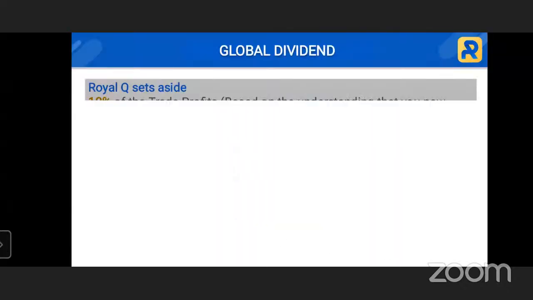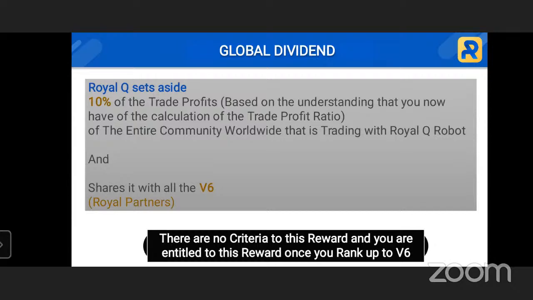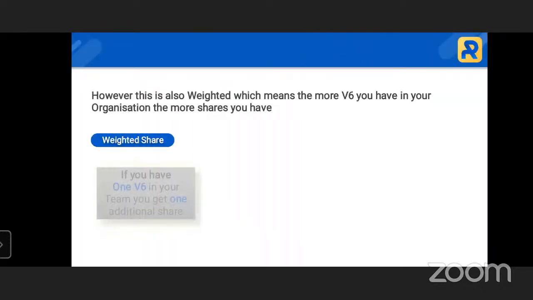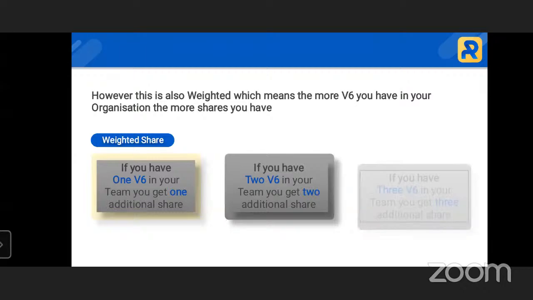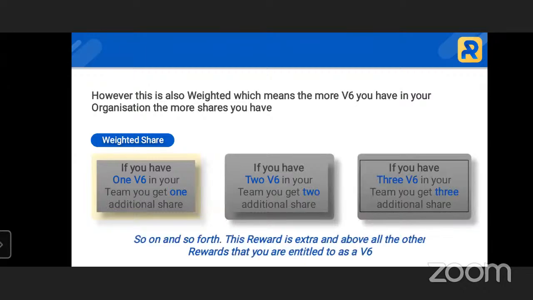Ladies and gentlemen, the global dividend. Not only from the activation, Royalq will set aside 10% of the trade profits from the entire community using Royalq worldwide. Ladies and gentlemen, and there will be power in making profit. However, this is also weighted. If you have one V6, one additional share, two V6s, two additional shares, three V6s, like that, ladies and gentlemen.